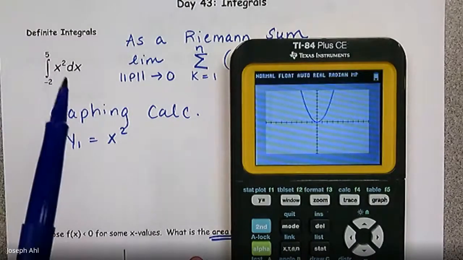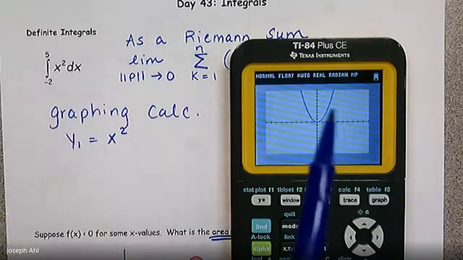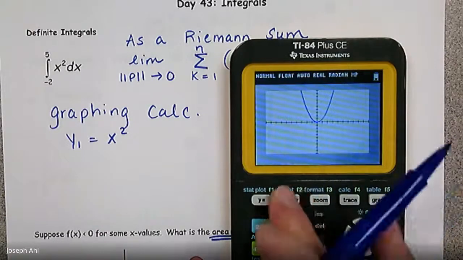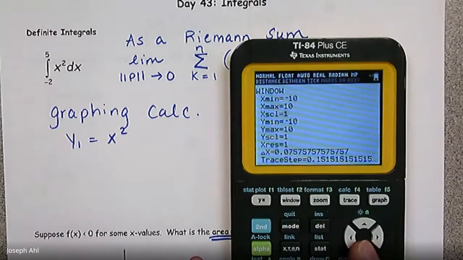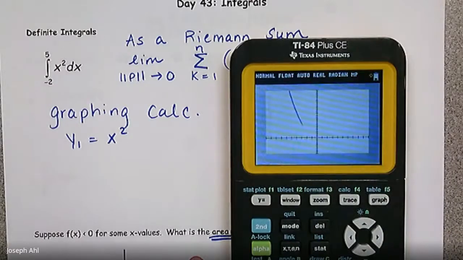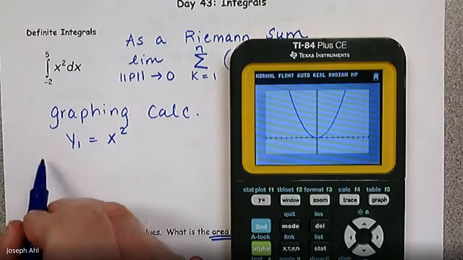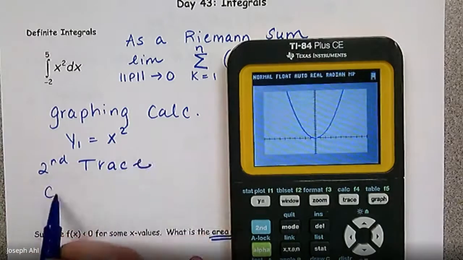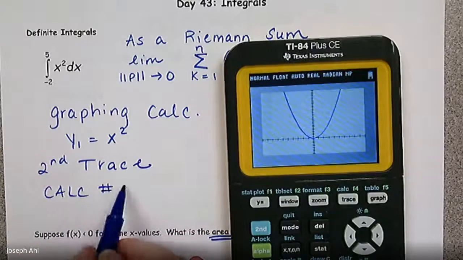If I want to find the area under the curve from -2 to 5, just to make this a little bit easier, you'll see that at x equals 5, we don't have the y value yet because we know the y value is 25. So maybe I'll make my y max 30 just so we can see how far out this area is going to go. So once you have your window set there, we're going to go to second trace, which is that calculate menu. And we're going to calculate, you'll see in a second, option number 7.